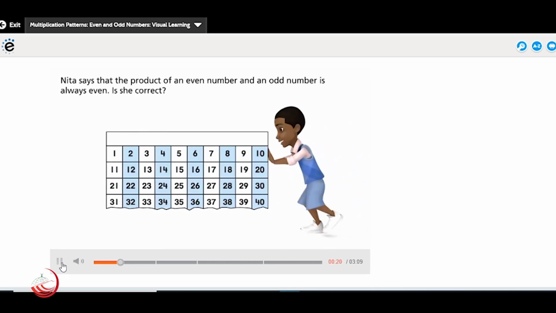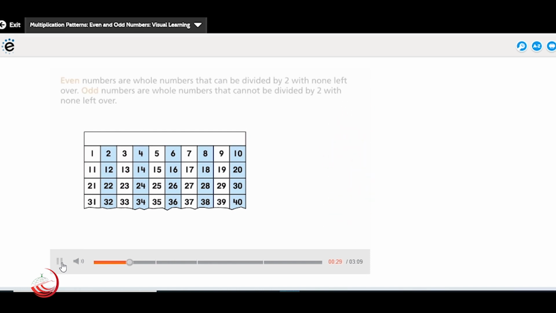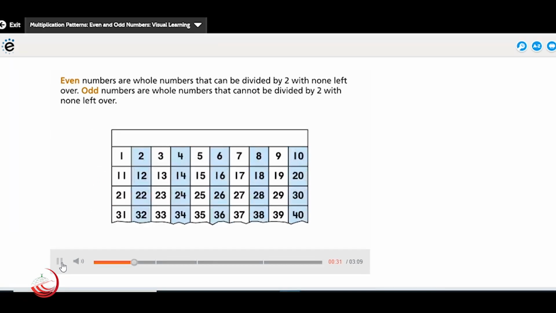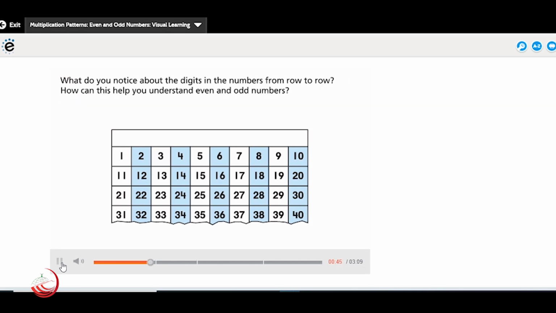Nita says that the product of an even number and an odd number is always even. Is she correct? Even numbers are whole numbers that can be divided by 2 with none left over. Odd numbers are whole numbers that cannot be divided by 2 with none left over. What do you notice about the digits in the numbers from row to row? How can this help you understand even and odd numbers?